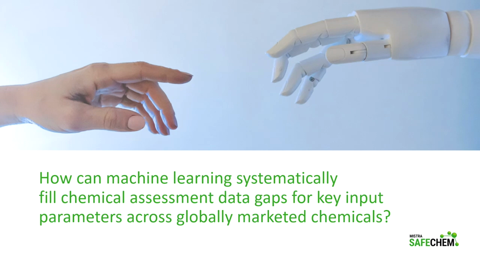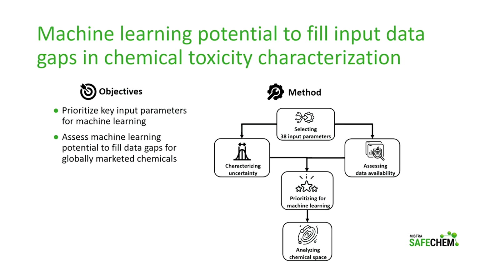So the first question I wanted to address during my PhD project was, how can machine learning systematically fill chemical assessment data gaps for key input parameters across globally marketed chemicals? And to address this question, I started with two objectives. First, I wanted to prioritize key input parameters for machine learning. And then secondly, I wanted to assess machine learning potential to fill data gaps for those prioritized parameters across the global market of chemicals.